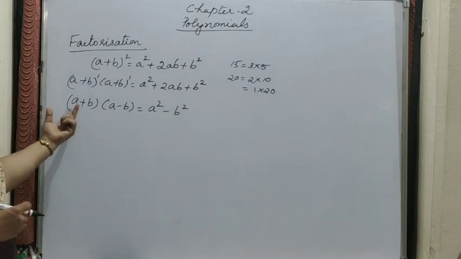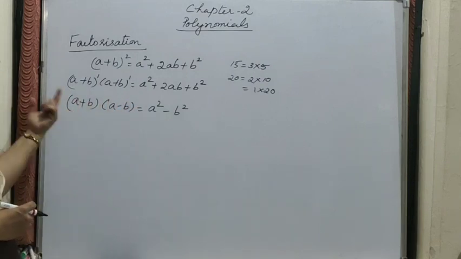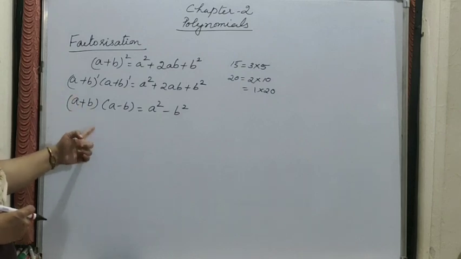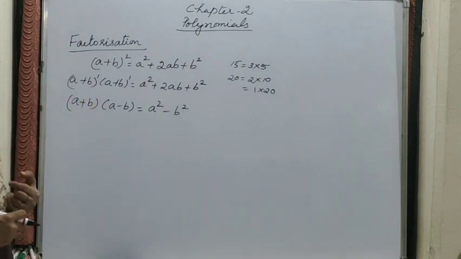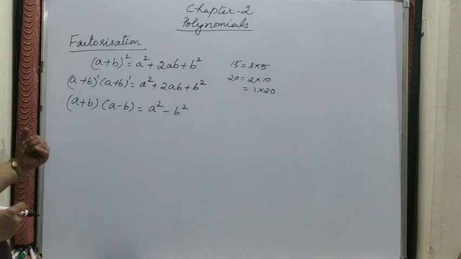So we are getting back a square minus b square. From where are we getting this? When you multiply (a + b) into (a - b). So the factors of a square minus b square equal (a + b) and (a - b).